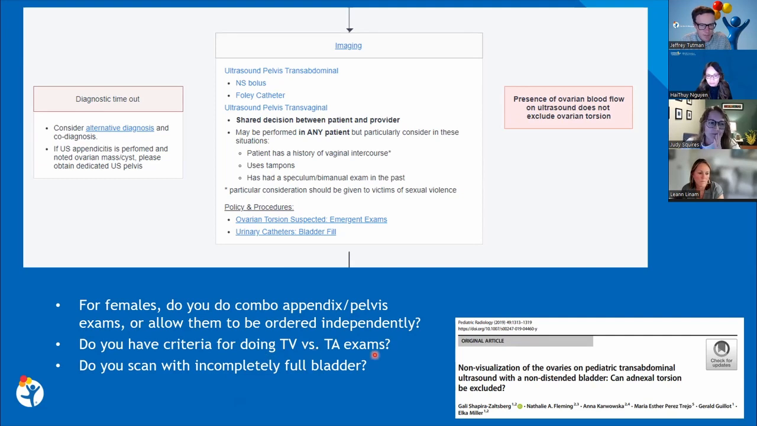And then as far as the full bladder, I know you'd mentioned, Leanne, it's definitely ideal for a patient to have a full bladder. There was this paper I found interesting that was published a couple years ago in Pediatric Radiology. It's a similar concept to appendix exams. If you have a non-visualized appendix, it's probably negative, because if you have an enlarged, inflamed appendix, you're pretty likely to see it. I think it's a similar concept with non-visualization of the ovaries.